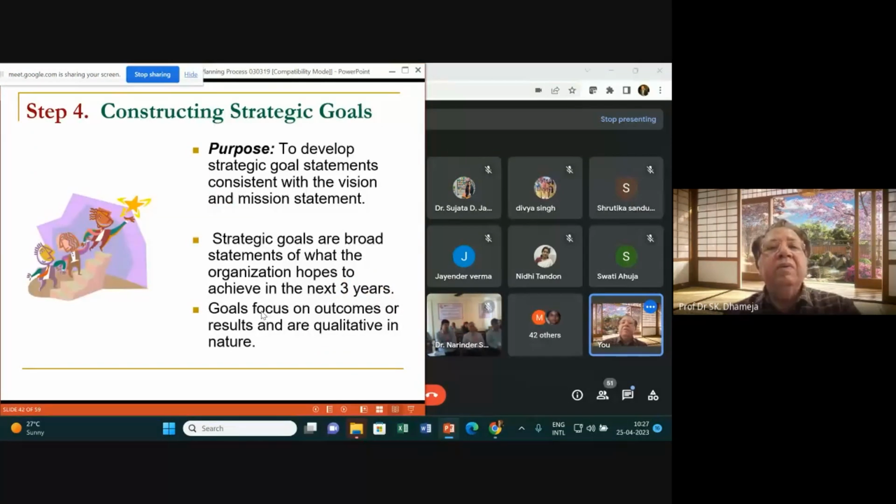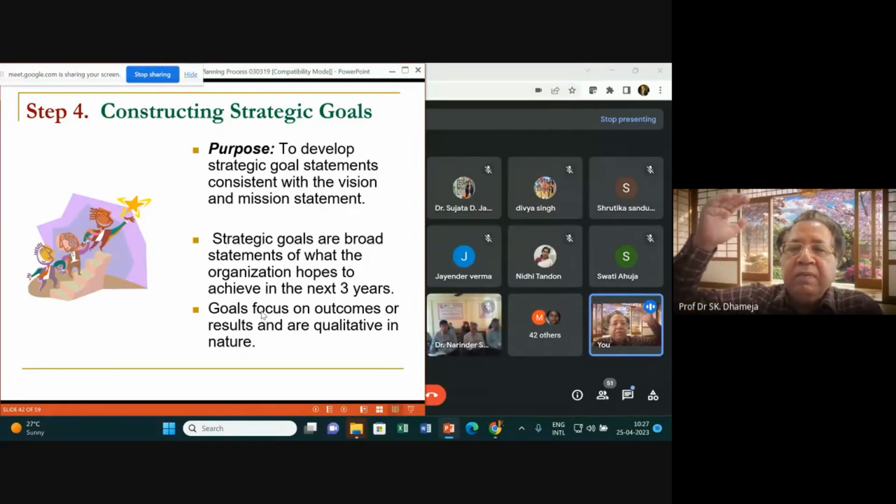Okay, we go to the 4th C, which is constructing strategic goals. The purpose is to develop strategic goal statements consistent with the vision and the mission. First, if you see that pyramid, we had the vision, the mission, the goals, and then the strategies, and then the objectives. But we can combine the goals and the strategies to make strategic goals. So the vision, the mission, the strategic goals, and then the objectives. Either 3, or 4, or you can make it 5 also.